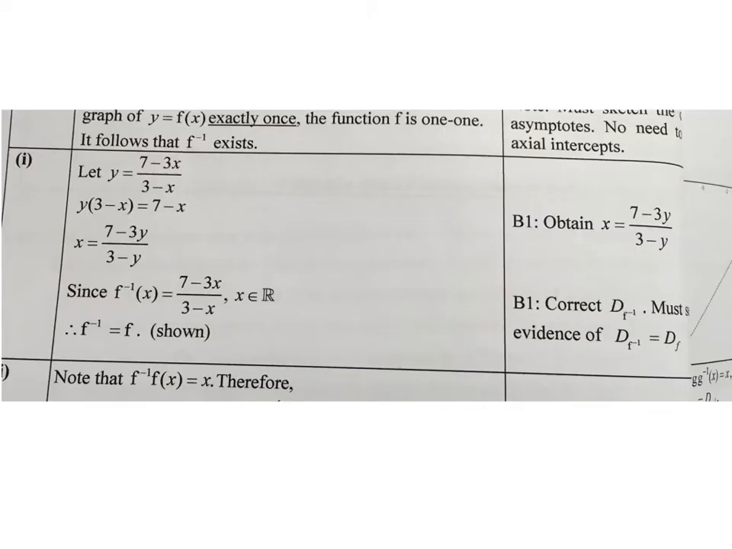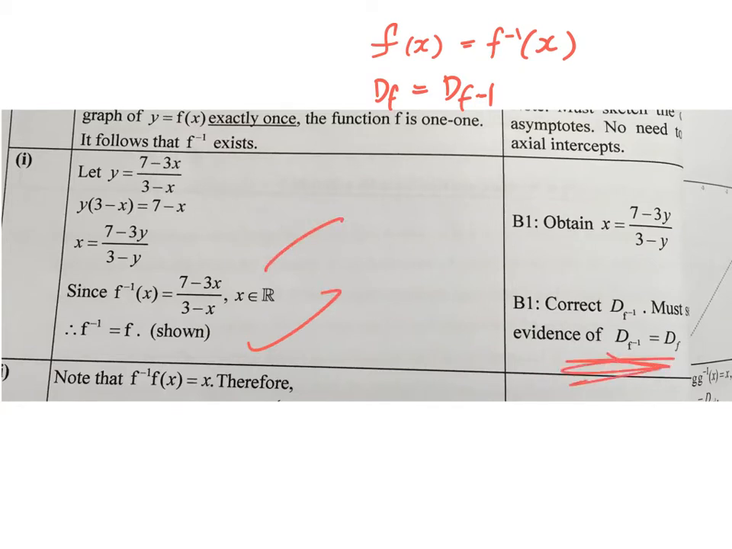So basically we need to show that f equals f inverse. To show that two functions are equal, remember the function does not only have the rule, it also must come with the domain. A lot of you may just show that f(x) is equal to f inverse of x, but you also need to show that the domain of f is equal to the domain of f inverse. That's also a key thing. A lot of you actually got this part, but you need to show evidence that the domain of f inverse equals the domain of f.